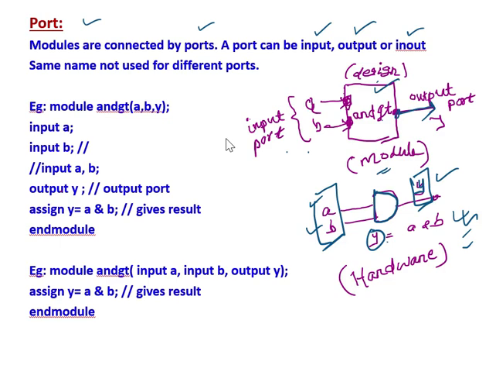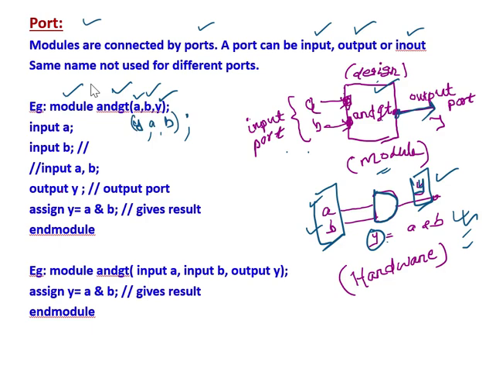And how am I going to implement this hardware? This AND gate is a module, then module name I have given AND gate, then input, what are the inputs, I have taken A and B, then output is Y. Or I can reverse it also, means I can write first Y, then A, then B. This will not be a problem, and then semicolon.